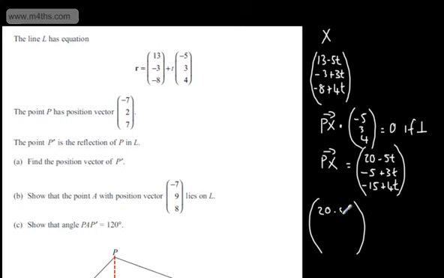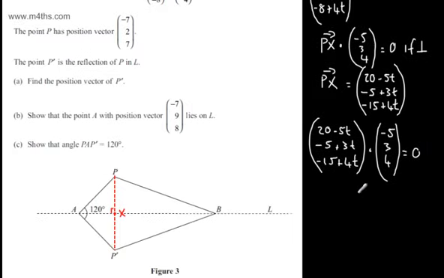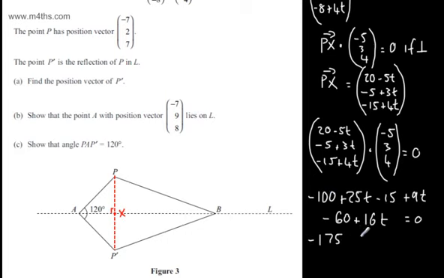So we can say 20 minus 5t, minus 5 plus 3t, then minus 15 plus 4t, dotted with the direction vector, minus 5, 3, 4, will be equal to 0. So let's go ahead and find our value of t. That's going to give me minus 100 plus 25t, then for the j components minus 15 plus 9t, and then the k components, minus 60 plus 16t, and that will all be equal to 0. So what have we got? Minus 175, plus 25, 9 and 16, that's going to give me 50. So minus 175 plus 50t is equal to 0.